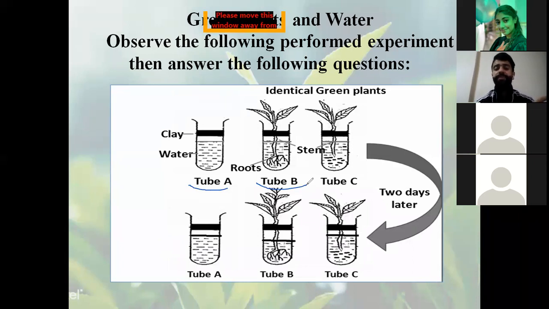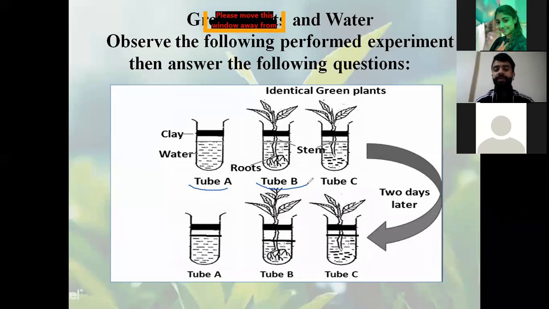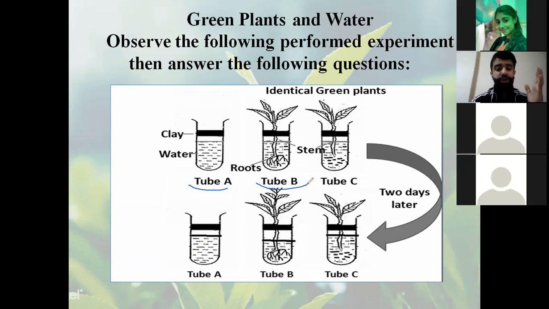In tube A, do we have a plant? No. In tube B, what do we have? A plant. So what is the variable factor? A plant. Very good. So this is the variable factor. In tube A, we don't have a plant, while in tube B, we have a plant.